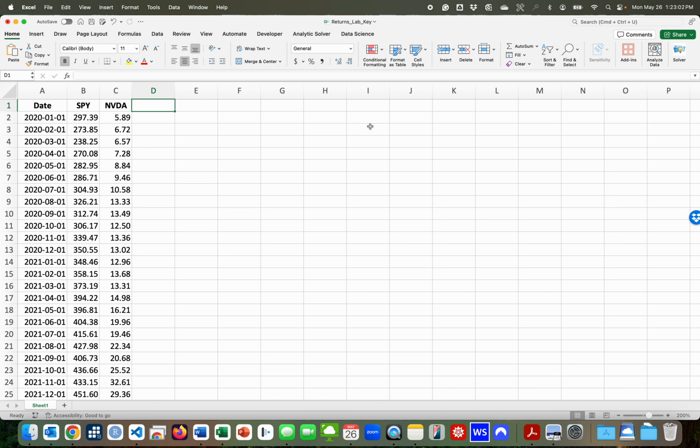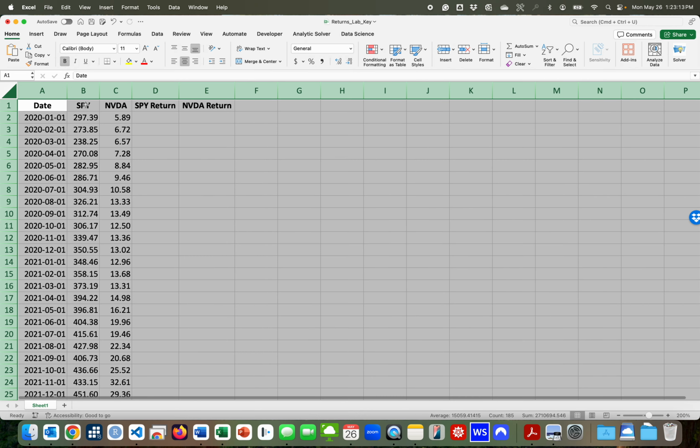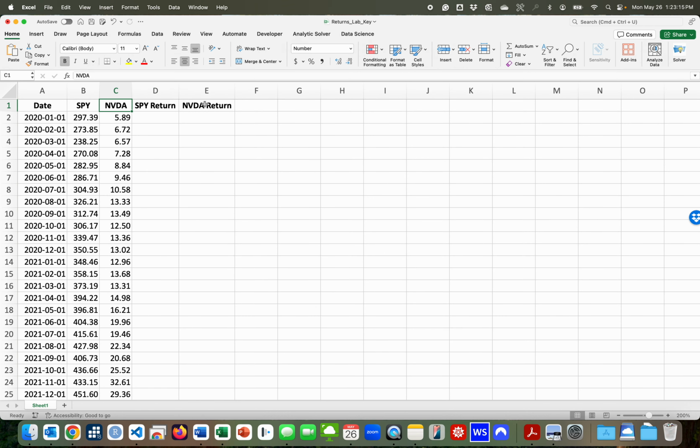And I'm going to come to the right here, and I'm going to do SPY return, and then NVIDIA. We always want to keep things in the same order. If you have SPY on the left, you want SPY on the left here, and NVIDIA on the right. So when we drag these formulas over, we get the correct values under the correct columns.